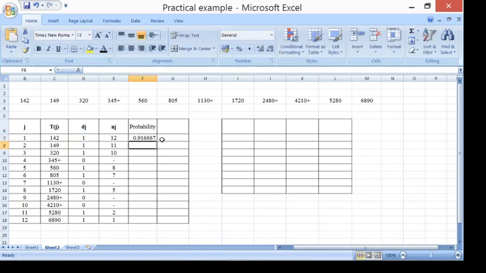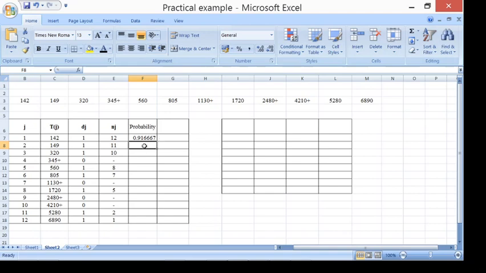Now we want survival chances beyond 142, and therefore we have considered 1 minus dj upon nj, and that probability is coming out to be 0.9166. So if you were alive just before the time point 142, then there are 0.91 chances that you will be alive just after the point 142. So just prior to 142, if you were alive, then with chances 0.91, you will pass the point 142.